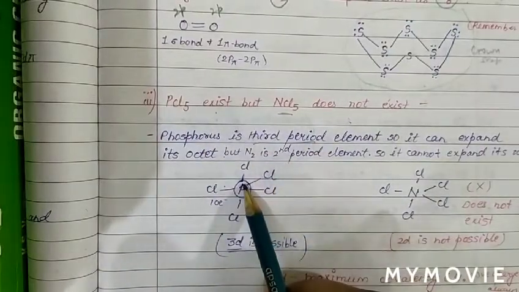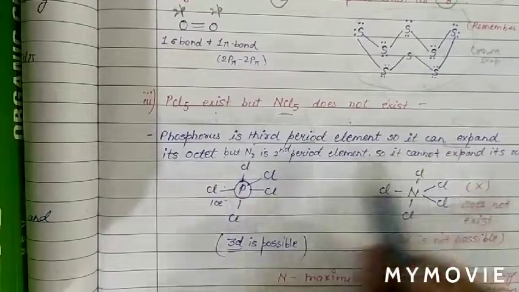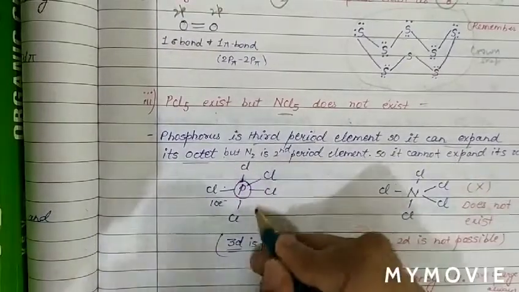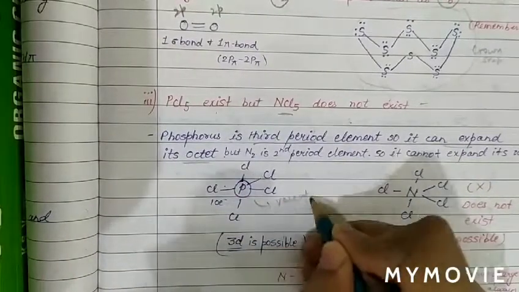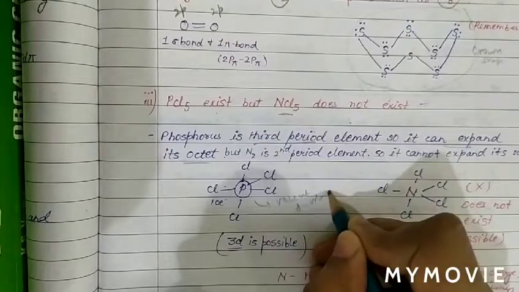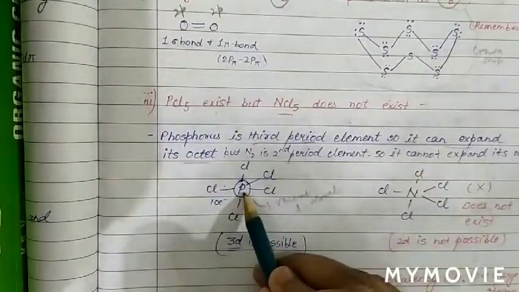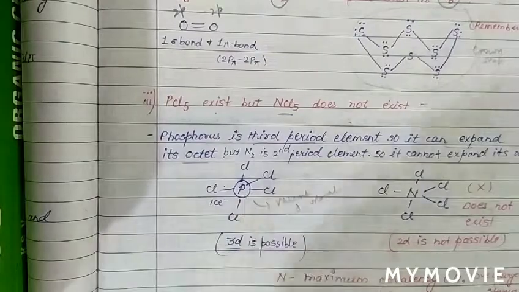So phosphorus is a third period element, so it can expand its octet due to vacant d orbital. Phosphorus has vacant d orbital, due to which phosphorus can expand its covalency or octet.